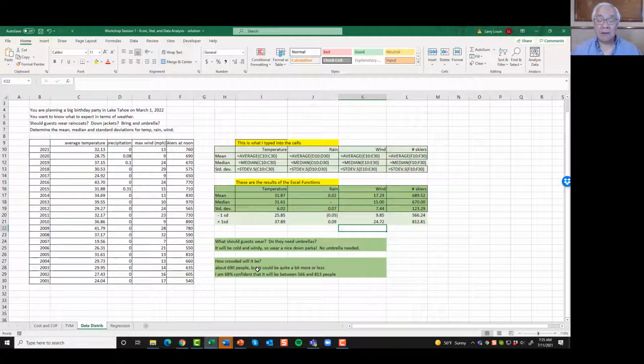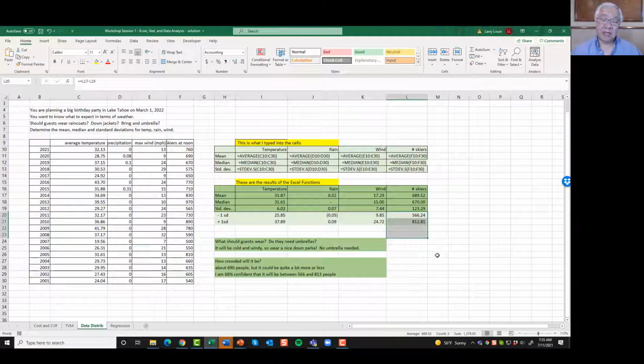And then how crowded will it be? We would expect about 689 people. However, it could be a pretty big range, as low as 566 and high as 812. Now, when I say low and high, that's to capture 68% probability.